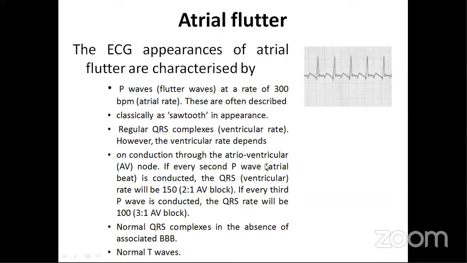And a QRS rate, say for conduction through the atrioventricular node, if every second P wave is conducted, the QRS rate will be 150. If every third P wave is conducted, the QRS rate will be 100. So these are all the characteristics of atrial flutter.